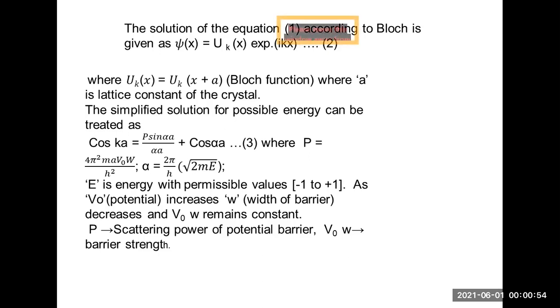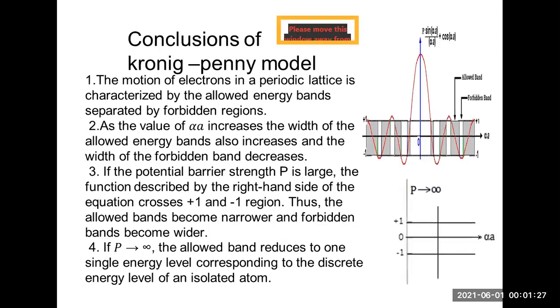As V naught is increasing, the width of the barrier is decreasing, and V naught omega remains constant. This is a mathematical simplification which has been done with the solution, that is psi of x is equal to u_k of x exponential of i k x, and instead of u_k of x, we have replaced u_k of x plus a. By all the mathematical calculation we obtain the equation cos k a is equal to P sin alpha a by alpha a, plus cos alpha a. We studied this in the previous classes.